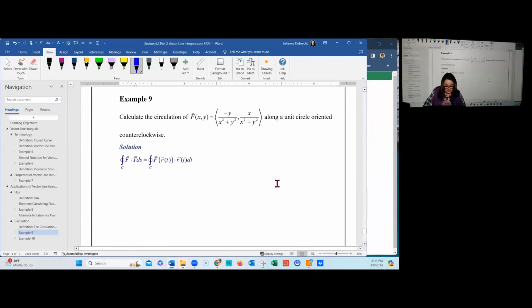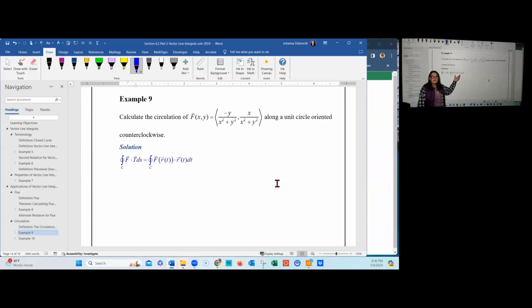Let's take a look at example 9. In example 9, we want to calculate the circulation of a vector field given by negative y divided by x squared plus y squared, comma x divided by x squared plus y squared, along a unit circle oriented counterclockwise. We know a circle is a closed curve because you get back to where you started when you travel all the way around. In order to compute this, we want to parameterize the unit circle.